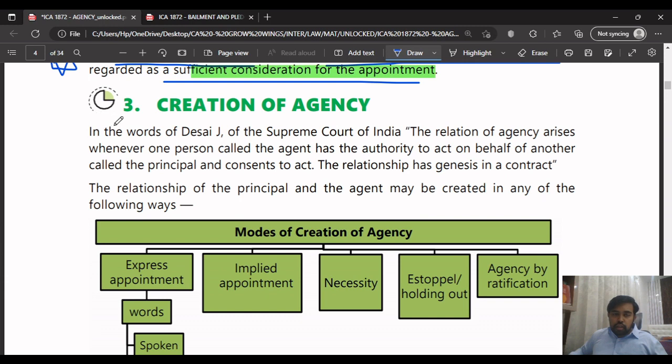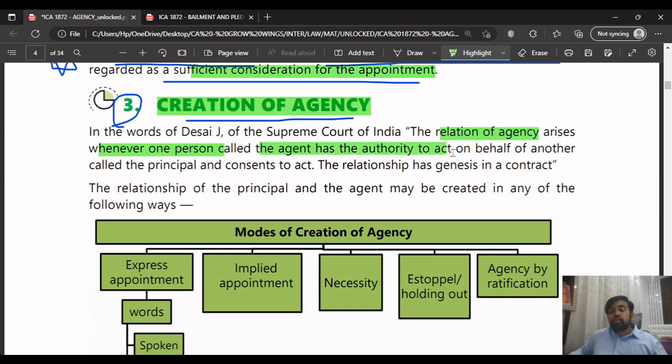This is part 3, creation of agency. This is very important. Creation of agency. The relation of agency arises whenever one person called the agent has the authority to act on behalf of another called the principal and consents to the act.